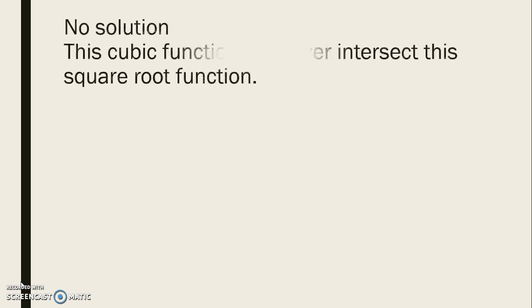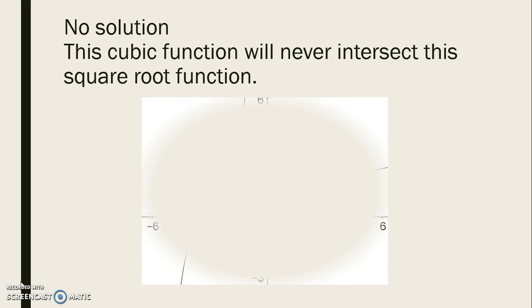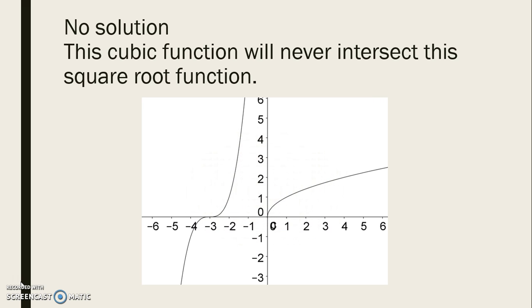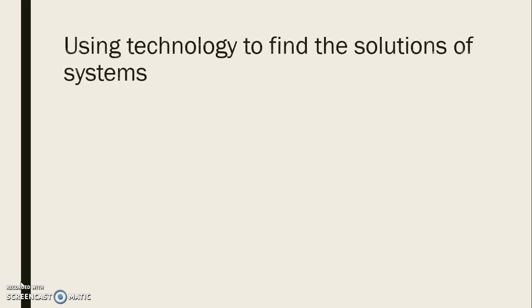And finally, the third thing that could happen would be no solution. So this could be a cubic function and a square root function, and the way these two functions have been represented, they will never intersect each other. And this is what that would look like: cubic on the left, square root on the right. Hope these are parent functions that you recognize, because you will need to know them on the test next Friday or Thursday.